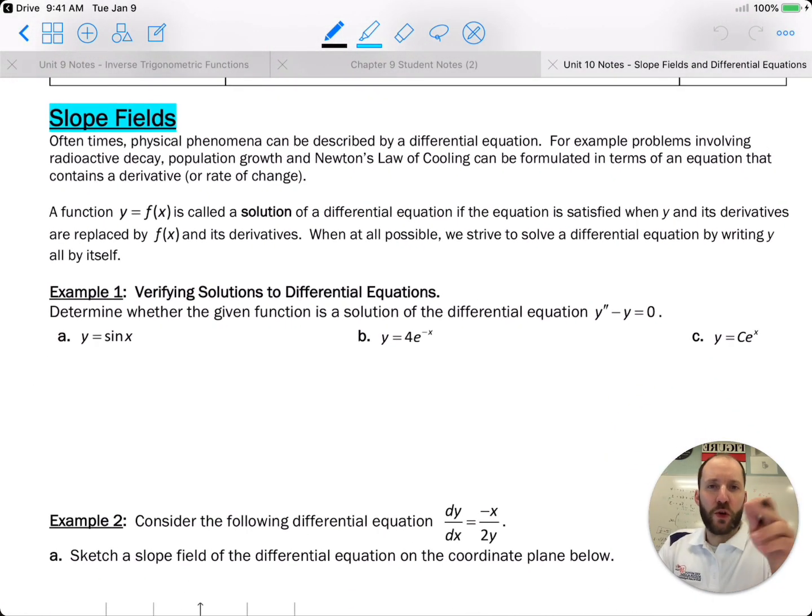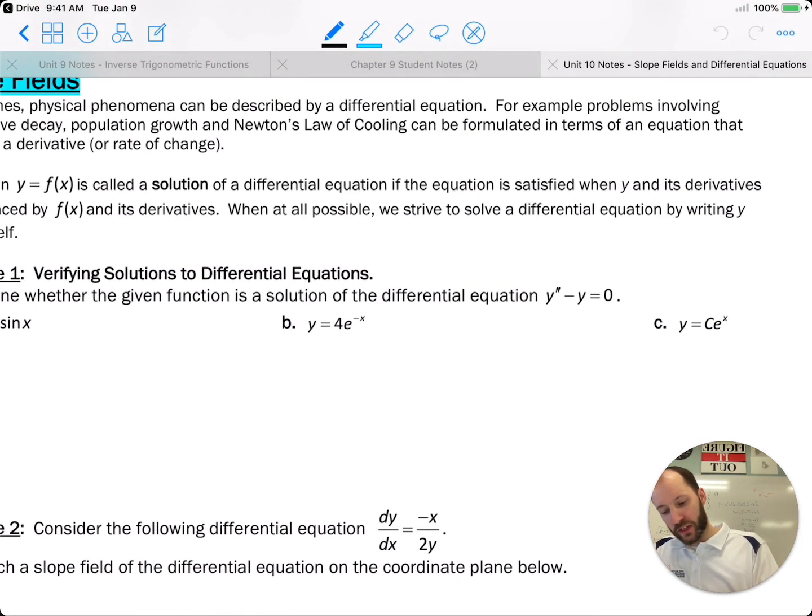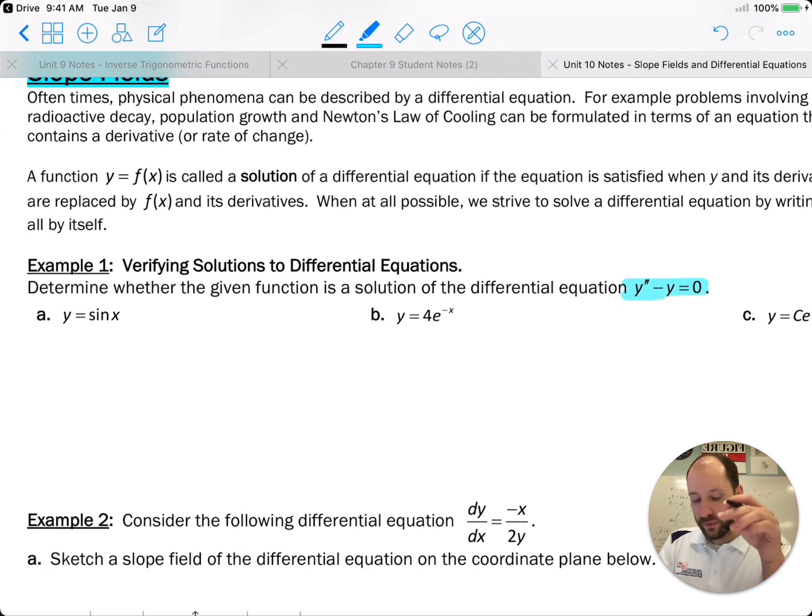So differential equations are equations first and foremost. There's inputs and there's outputs. And it's an equation, not a function. So one input can have more than one answer. But starting with a differential equation, y double prime minus y equals 0, try to determine whether these three given equations are solutions to the differential equation.